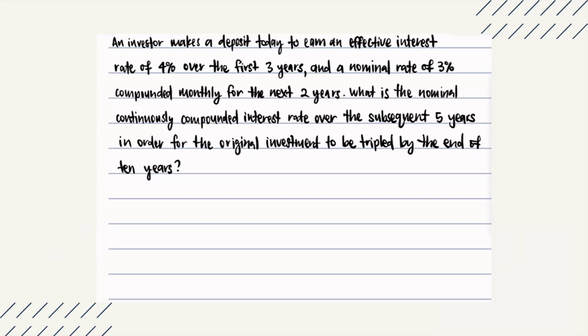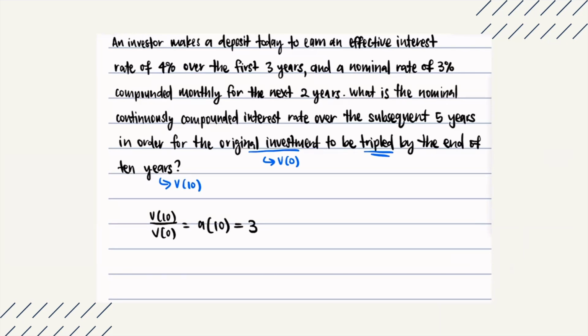So here, the question states that the original investment, which would be V0, is tripled by the end of 10 years, which is V10. From the previous slide, you would know that V10 over V0 is the accumulation function, A10. And this equals 3 because it is tripled. Now let's read the first half of the question to craft the accumulation function.